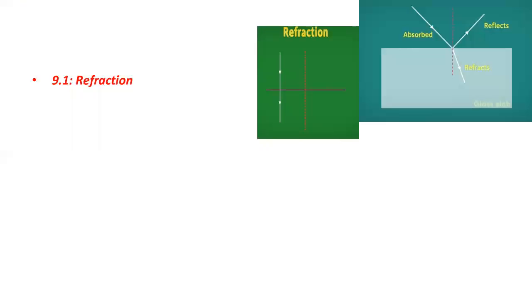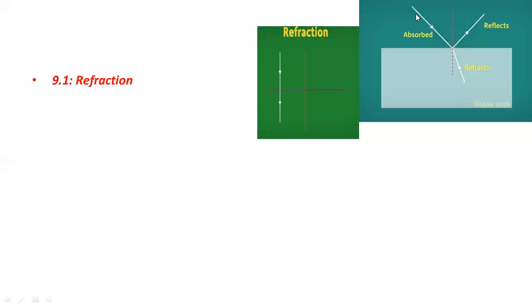Dear students, as you know, when light passes onto a surface, some of the light is absorbed by the surface, some of the light is reflected, and some of the light refracts. Refraction is the bending of light from one medium to another medium. When light passes from one medium to another, it refracts. The light which reflects back in the same medium is called reflection.